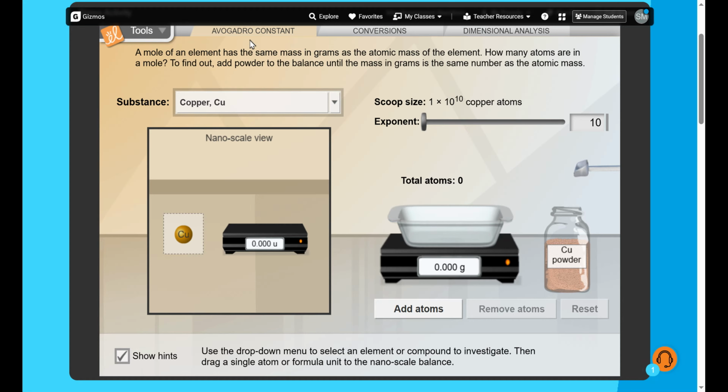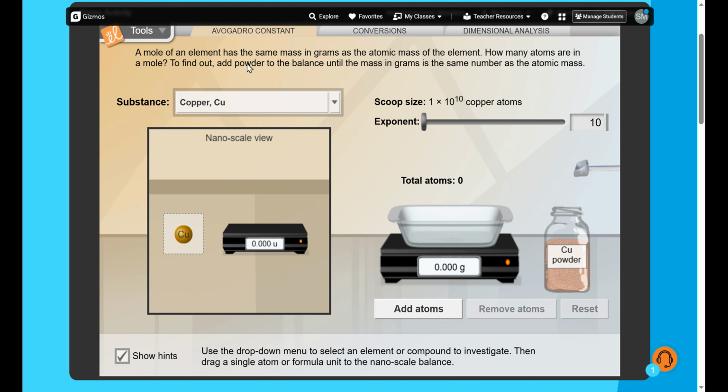There are three tabs: Avogadro constant, conversions, and dimensional analysis. Conversions and dimensional analysis are probably the most important part of this gizmo, so watch till the end of the video to see how these two tabs are useful.